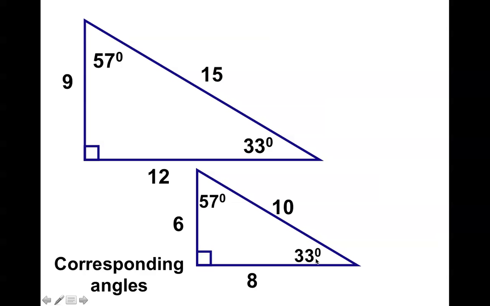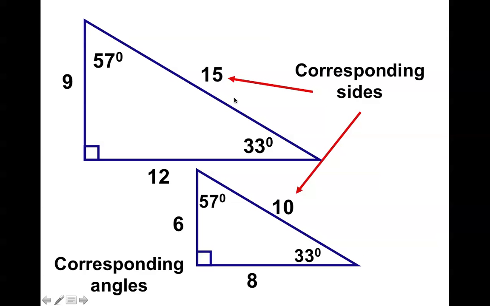You'll notice that the corresponding sides are right here. This is the hypotenuse of this right triangle, and so the big hypotenuse is 15 and the little hypotenuse is 10. These are corresponding sides. You notice our vertical side right here is 9. It would correspond with the 6. And can you guess what would correspond with the 8? You guessed it, the 12. Okay, so that's what corresponding sides and corresponding angles are.